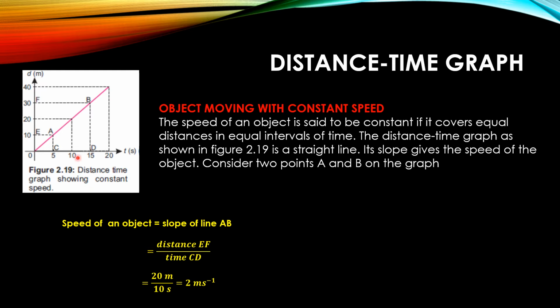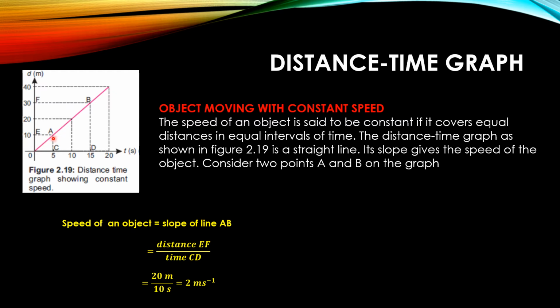Now let's see the figure. We have taken time along the x-axis. As we know, being the independent quantity, time will always be taken along the x-axis, and the distance covered by the object is taken along the y-axis. With the help of the graph, we can see that the body is covering equal distances in equal intervals of time. Here we have a time interval of 5 seconds, and after each 5 seconds the body is covering a distance of 10 meters.